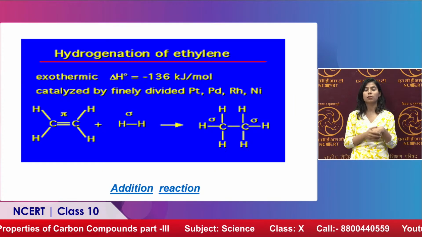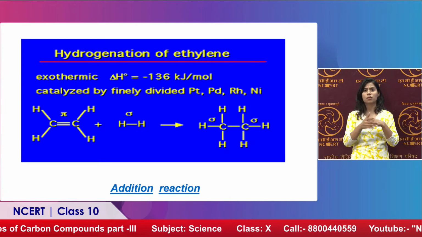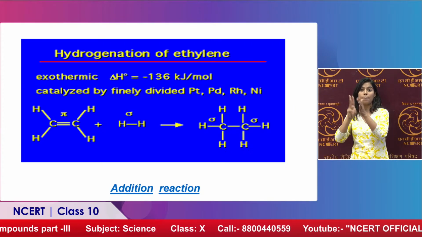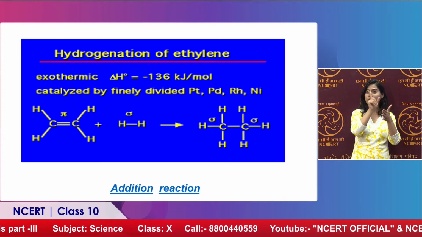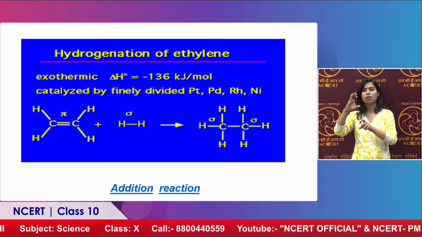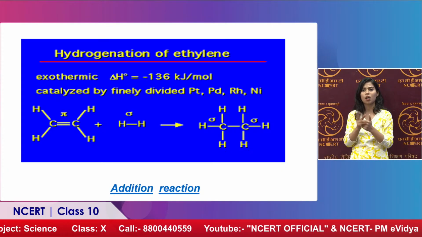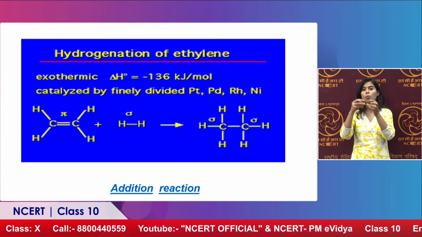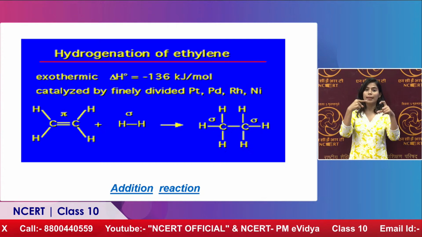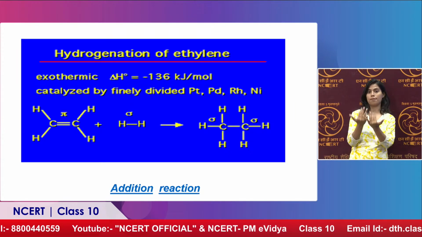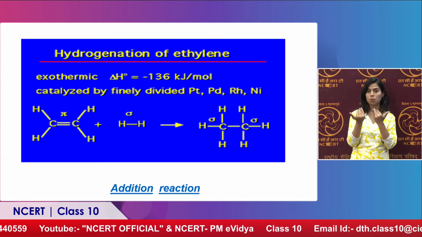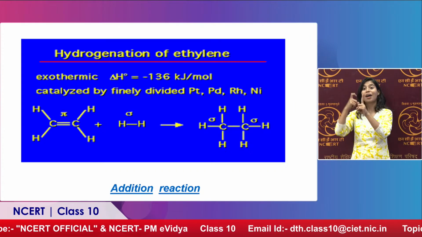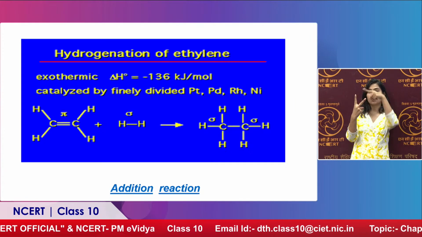In the addition of the H2 molecule, which contains an H single bond H, a sigma bond, the H-H bond will break, and the C=C pi bond will break, and the addition of two hydrogen atoms will take place. So conversion of ethene into ethane will take place. It means that we can also say that in hydrogenation of ethylene, unsaturated hydrocarbons can be converted into saturated hydrocarbons.